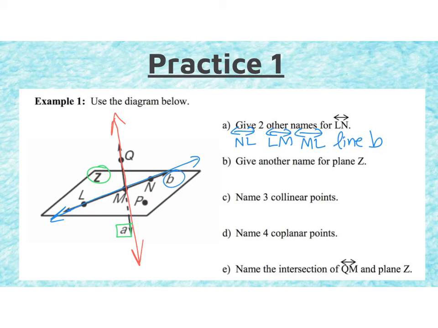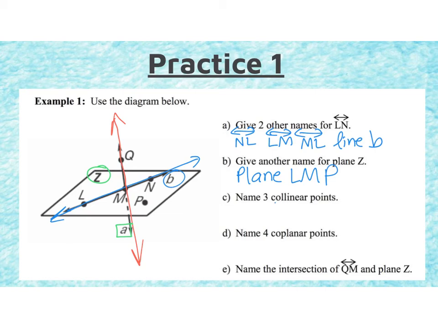Part B, give another name for plane Z, so the green one that I did. Well, I want to pick 3 points that are non-collinear, so not L, M, and N. I could pick 4 points, L, M, and P, or I could pick 3 points, L, M, P, just as long as they're not in a straight line. So plane LMP would work.